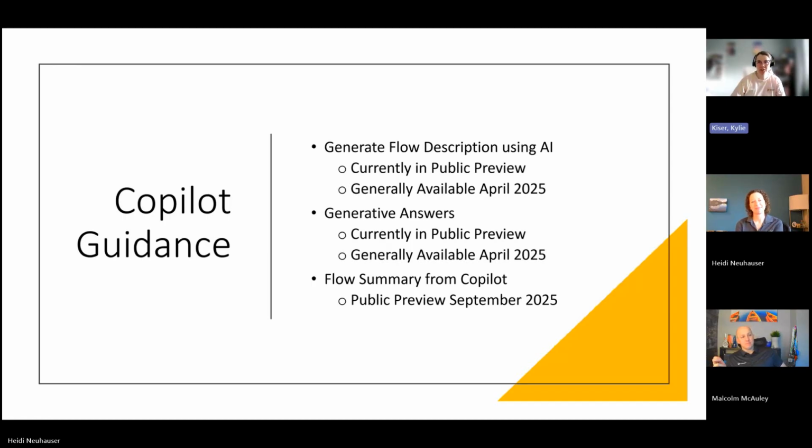We also have the generative answers. This is one we've talked about for a while as well. So this has been in public preview since November of 2023, also set to be GA in April of 2025. But this is allowing you to ask product-related questions using natural language. So as you're working on your flow, checking with, how should I do this? What features am I allowed to do? Things like that. The goal is to keep you within the flow designer instead of needing to go out and use a search engine or whatever to find additional information. So hopefully that's GA soon.